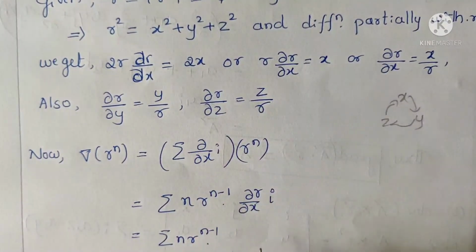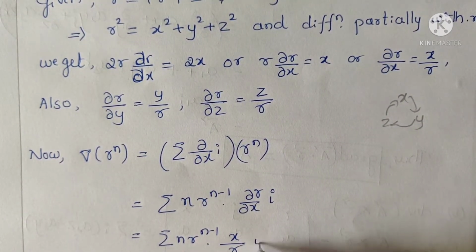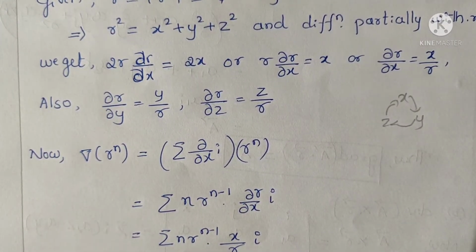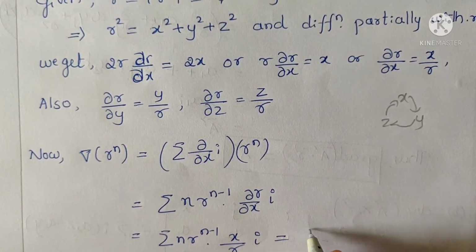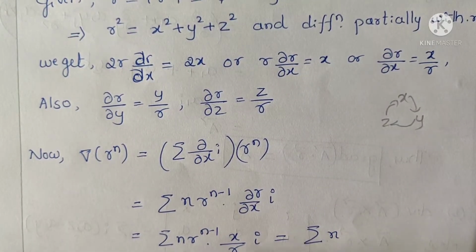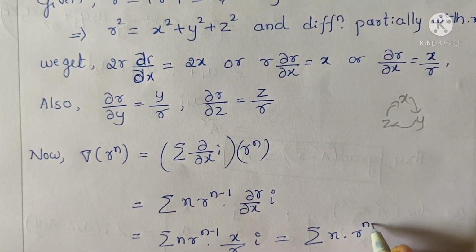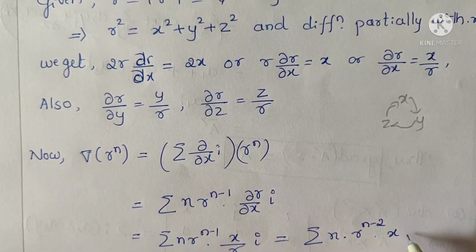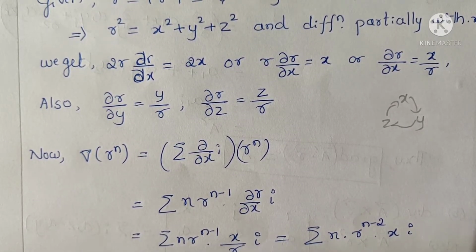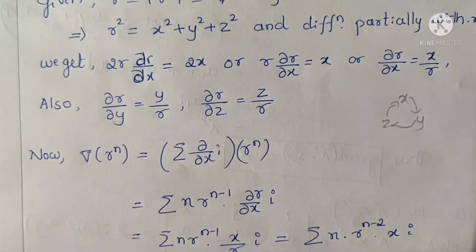But what is ∂r/∂x? ∂r/∂x is x by r into i. So this is summation of n into r^(n-1), this r^(-1). So it is r^(n-2) into x into i, or n into r^(n-2) is a constant, then summation of x into i. But summation of x into i is what? It is nothing but your vector r.